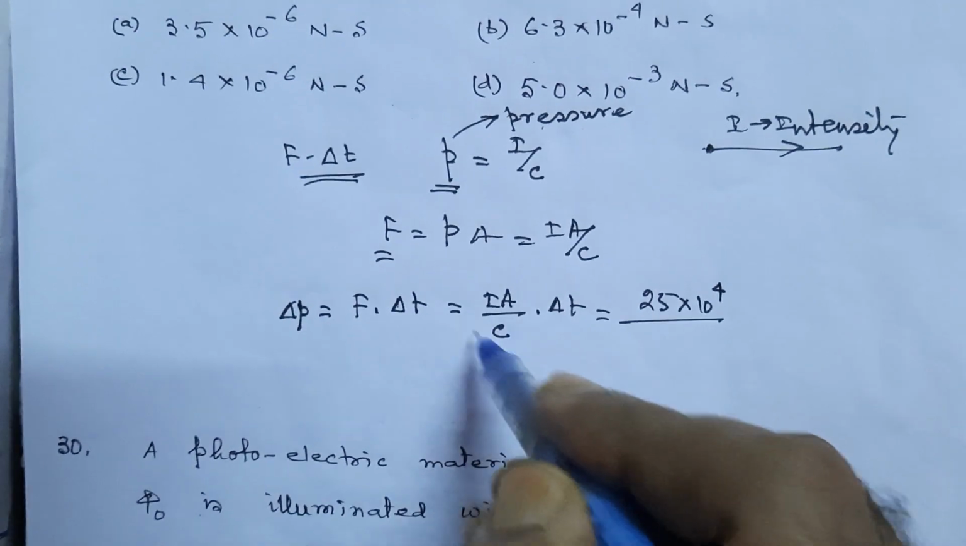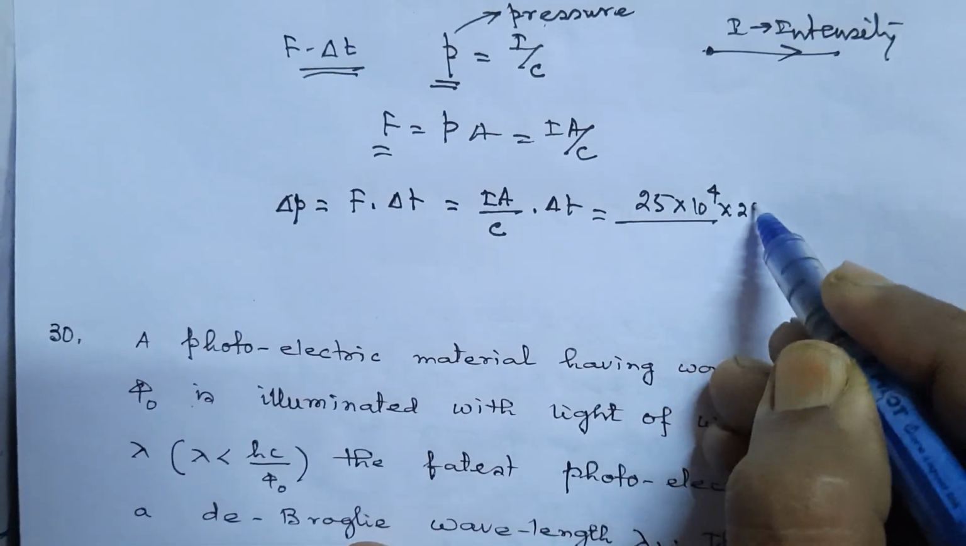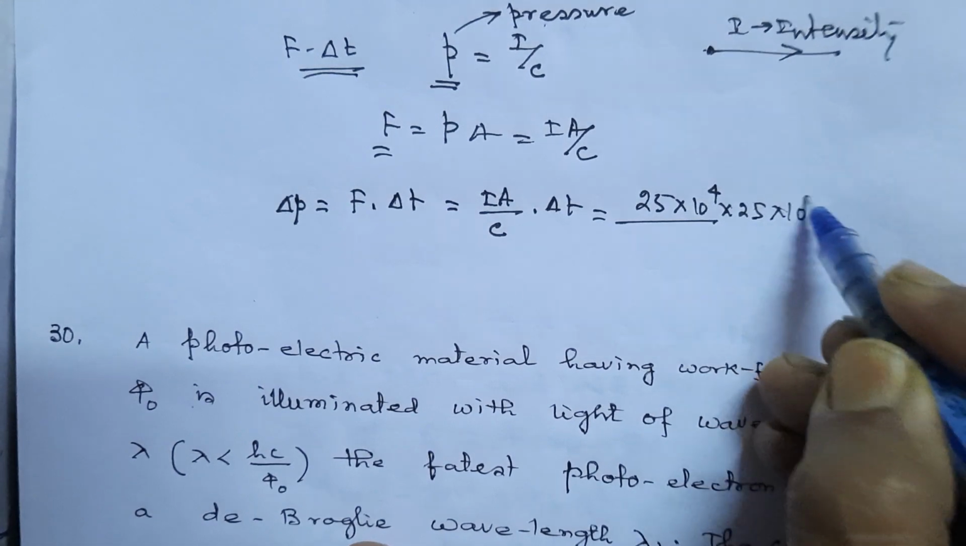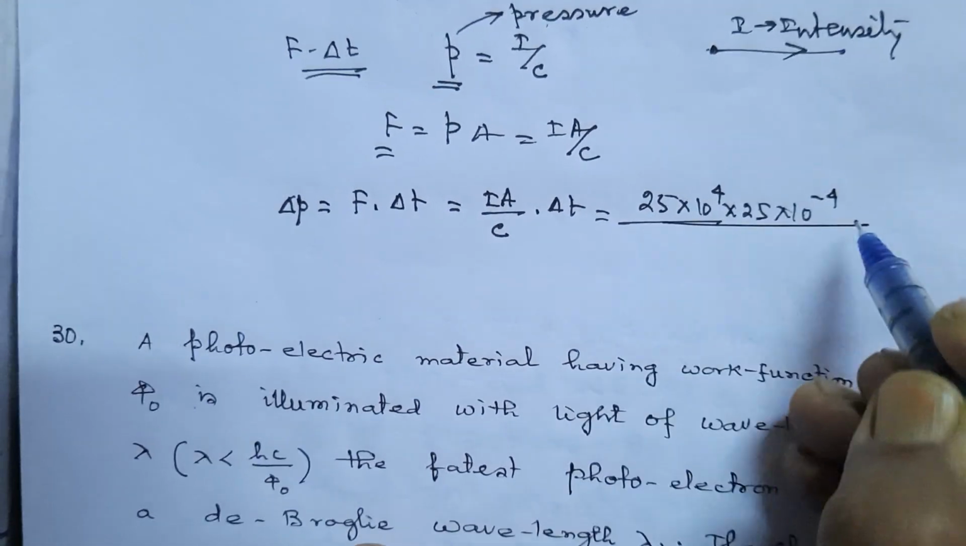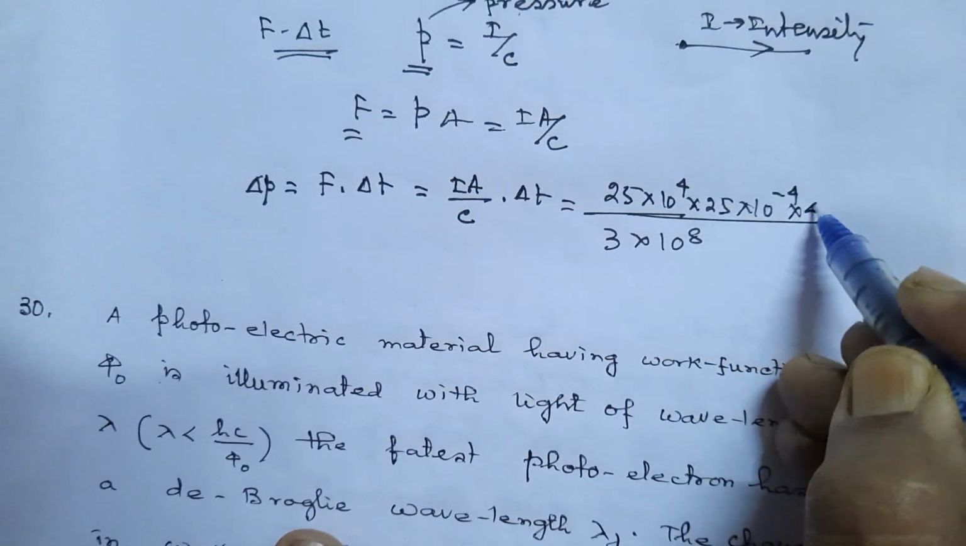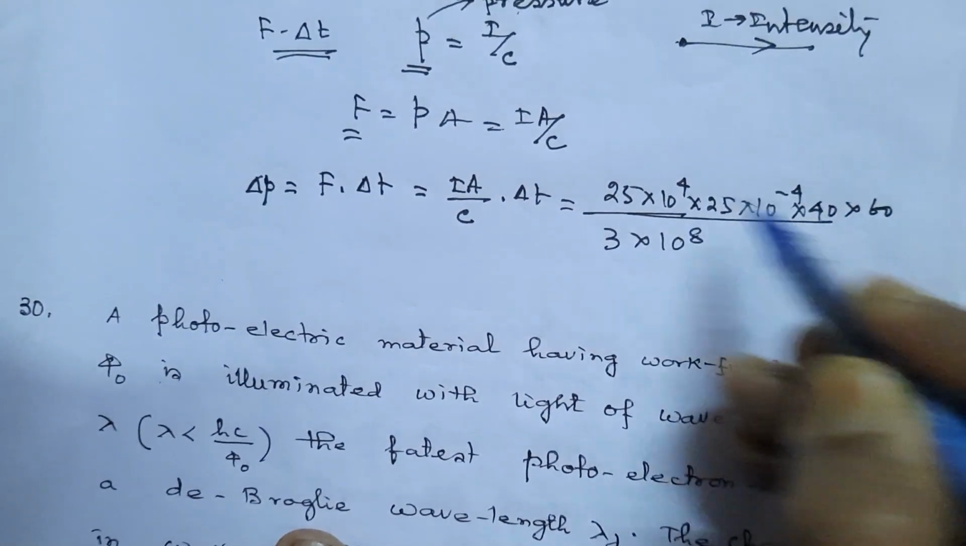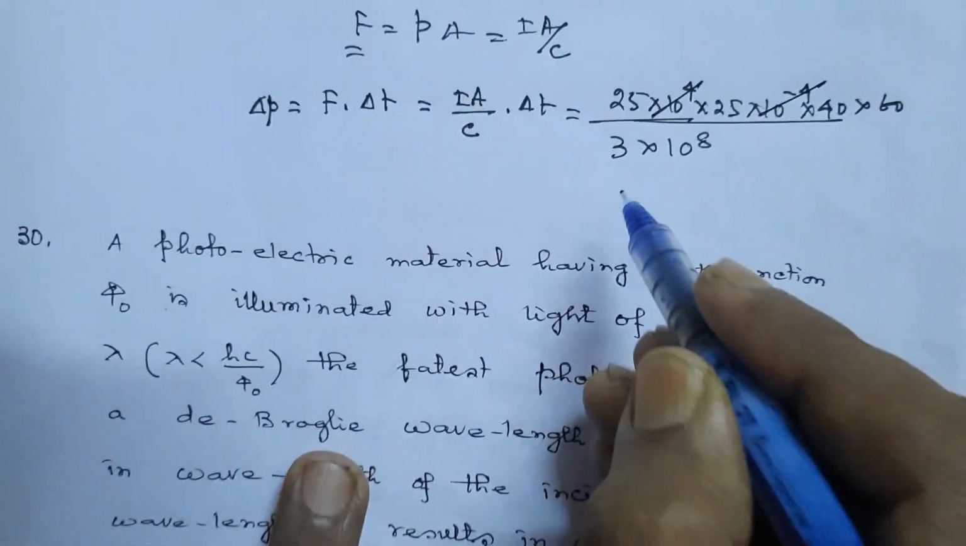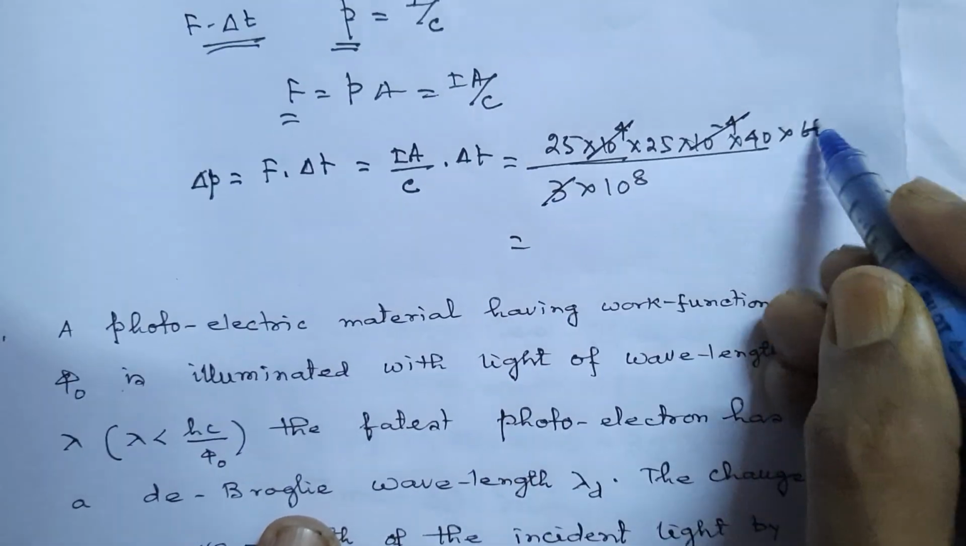A, what is the surface area here? 25 centimeter square, that equals 25 into 10 to the power minus 4 meter square. Now C is 3 into 10 to the power 8. And what is delta T? Delta T is 40 minutes, that is 40 into 60 seconds. 10 to the plus 4 and minus 4 cancel out. 3 into 20.